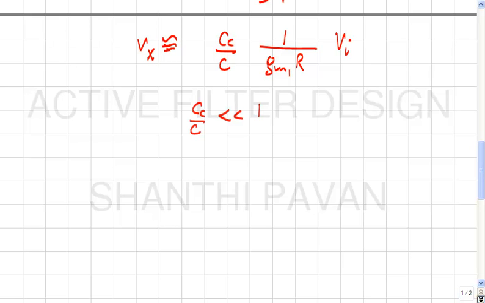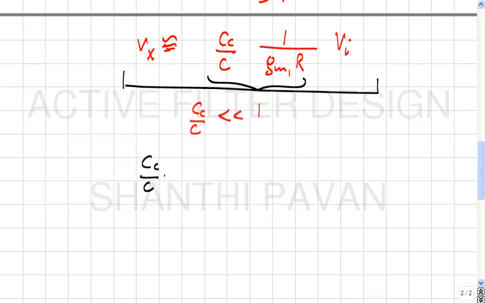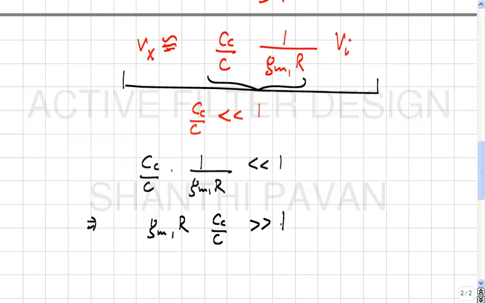Let me attack this from another side. All right, forget about that stuff. If you thought of this as a single stage OTA, finally, what do you want this voltage Vx to be? You want it to be much smaller than Vi, correct? Which means that Cc by C times 1 by Gm1 R must be much less than 1, which means Gm1 R times Cc by C must be much greater than 1.